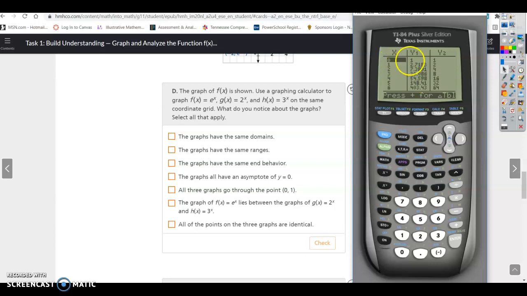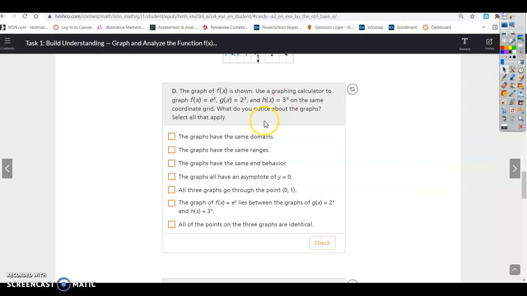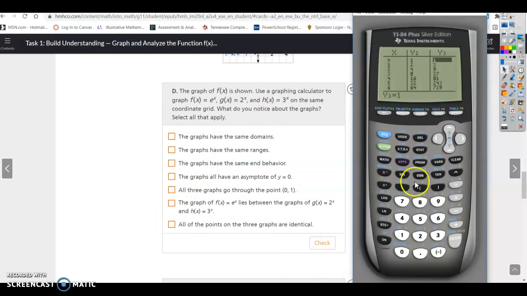And you can see 0, 1, 1, and then if we scroll over, they all have a 1 there. So that is true as well. And then the graph lies between 2 to the x and 3 to the x. So we said that was true as well. All the points on the three graphs are identical. Well, that's not true. They're not all identical because you can see 3 different lines here.